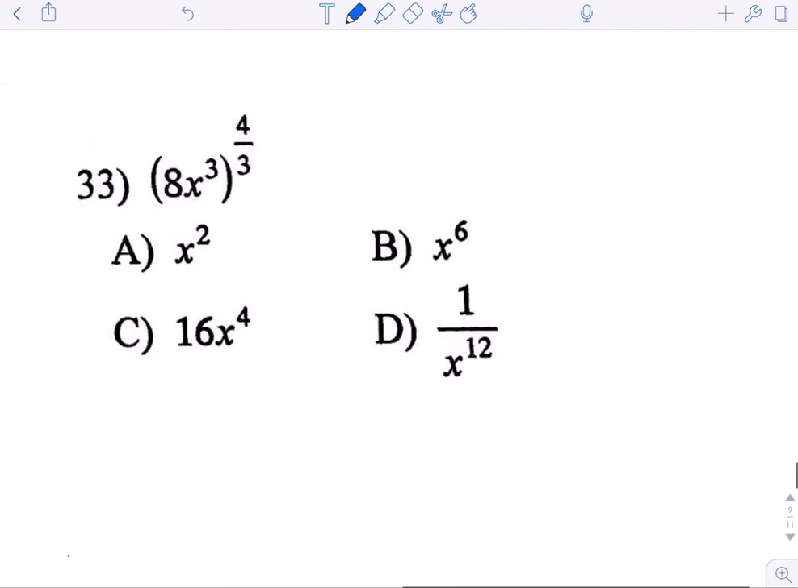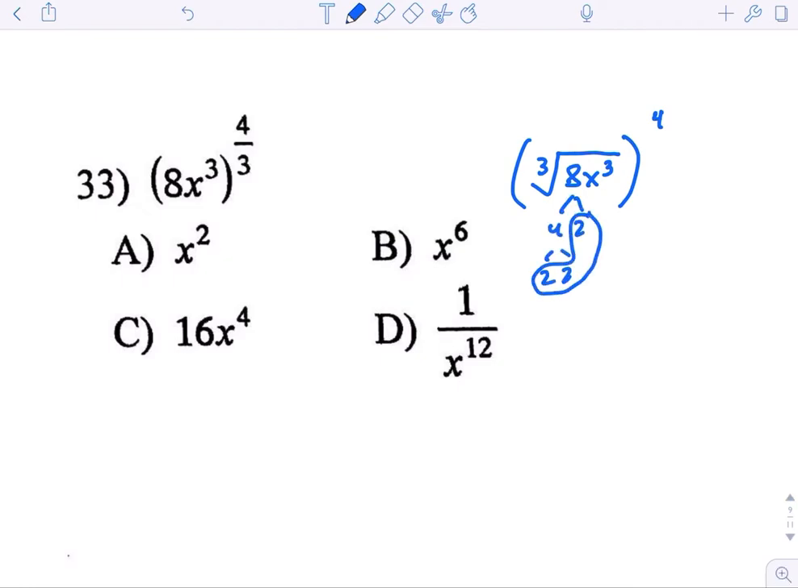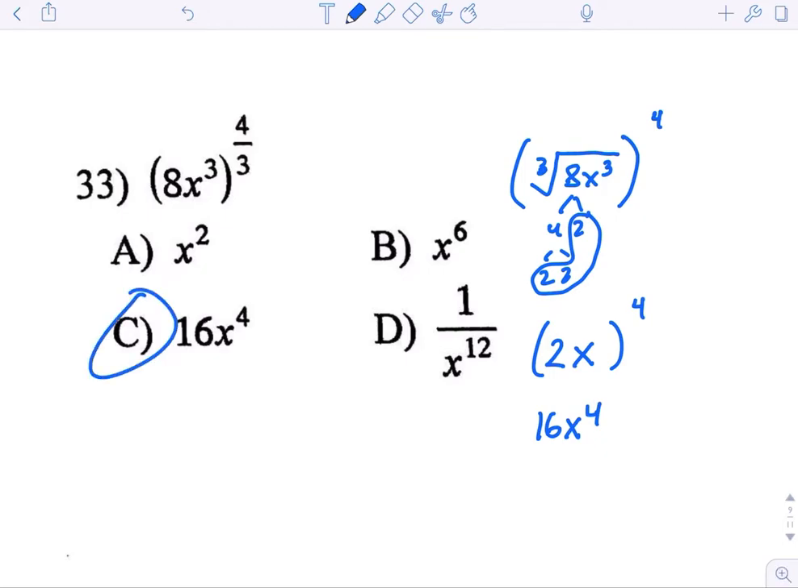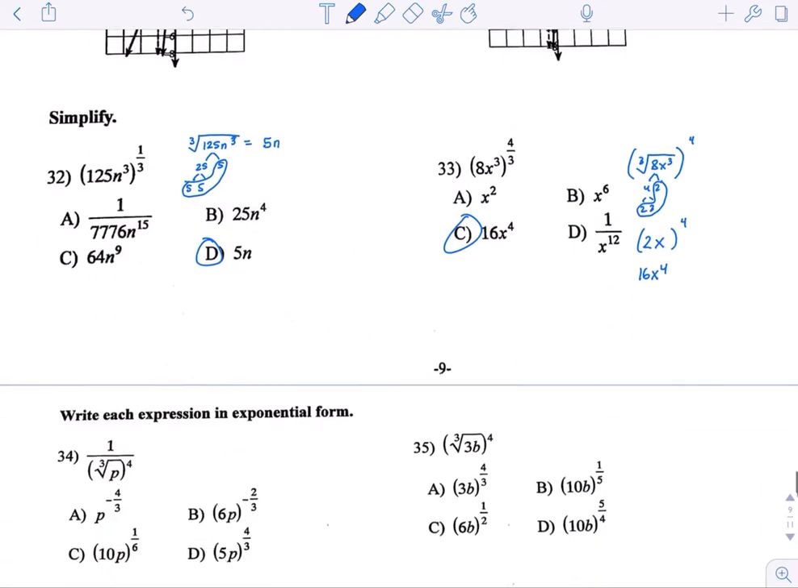33. Remember, the denominator is your root. So if we were to put this as a root, it'd be cube root of 8x to the third in parentheses to the fourth. So this is 4 and 2, 2 and 2. We found a group of 3 of 2s, so a 2 gets to come on the outside, and 3 goes into this 3 once, so that means 1x to the fourth. 2 to the fourth is 16, x to the fourth. C.